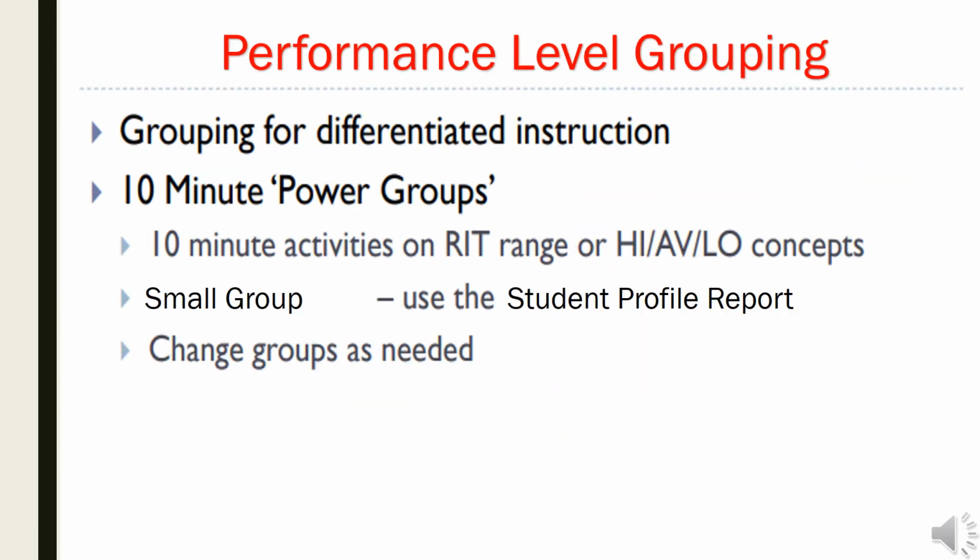Okay. With the different performance level groups, you may have students in group 1, 2, 3, 4, 5, all different groups inside one classroom. So to accommodate those different groups in one class, you could do grouping for differentiated instruction. You could do a 10-minute activity that focuses on what each group may need. You can pull small groups, and you can change the groups around as needed.